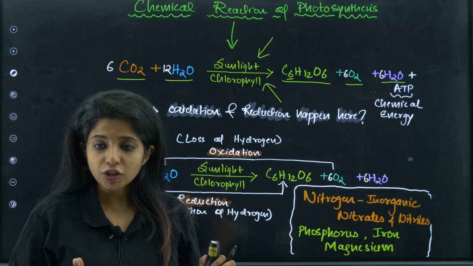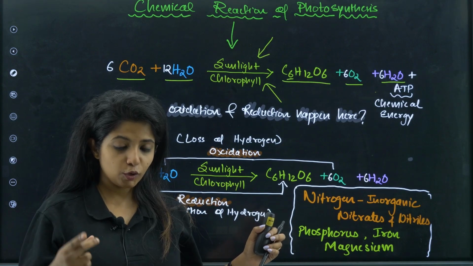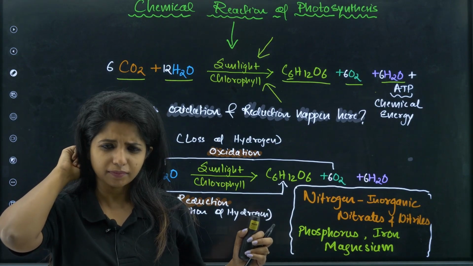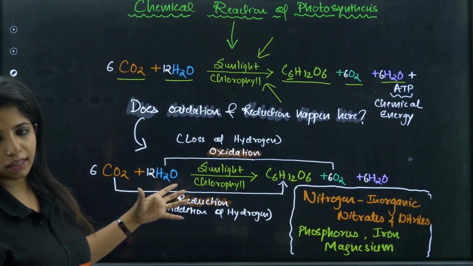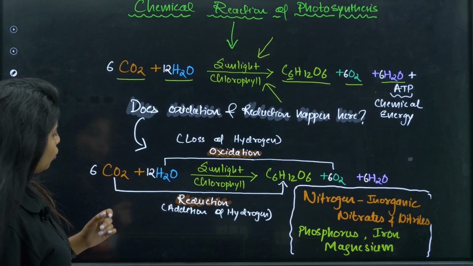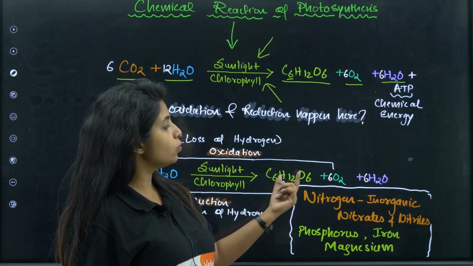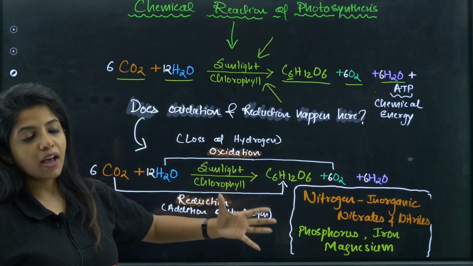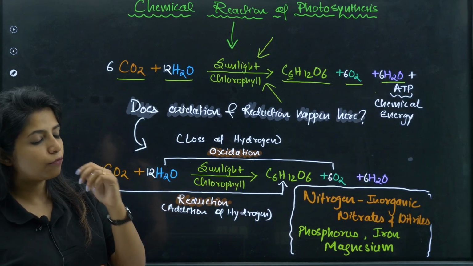Now, does oxidation and reduction happen here? What do you mean by oxidation? What do you mean by reduction? Basically, when you're giving electrons, you call it reduction. When you're taking electrons, you call it oxidation. Or basically you can associate it with hydrogen also, hydrogen ions. I'm not taking that. So over here, I say that carbon dioxide is getting reduced to this. Basically, more addition of hydrogen is happening. I have to tell it in the form of hydrogen.